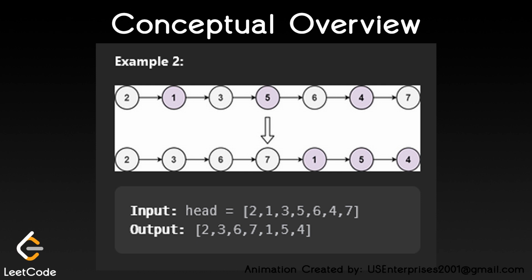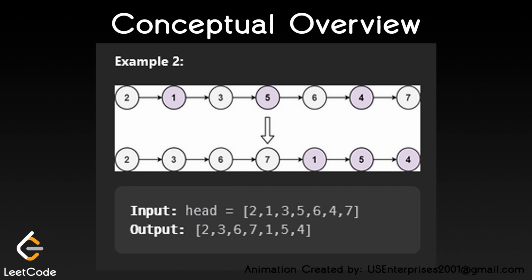Here again, we see a graphical representation of our singly linked list and a textual representation. The graphical representation has odd node indices shaded in light gray and even node indices shaded in dark gray. In this example 2, we are given a singly linked list with the values 2, 1, 3, 5, 6, 4, 7. This time the node values do not match with the node indices, so we must really pay attention to the odd and even indices.